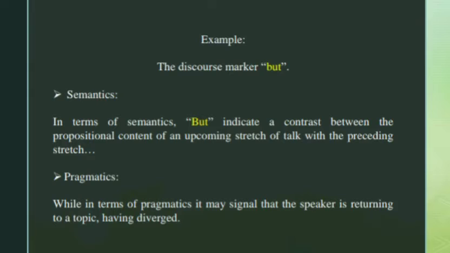Also, from Schiffrin's analysis of discourse markers in conversation, she emphasizes that DMs may indicate semantic and pragmatic meaning. For example, the discourse marker "but" conveys both semantic and pragmatic meaning. In terms of semantics, it indicates a contrast between the propositional content of an upcoming stretch of talk with the preceding stretch, while in terms of pragmatics, it may signal that the speaker is returning to a topic having diverged.